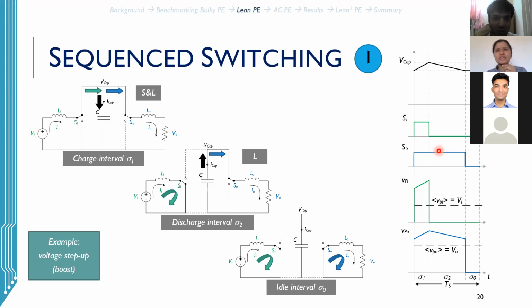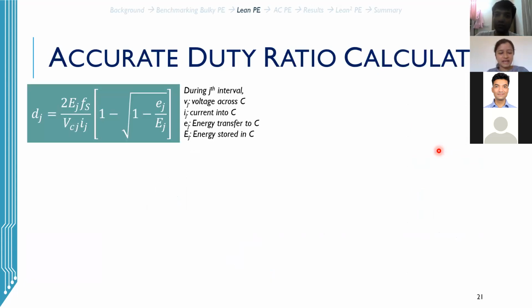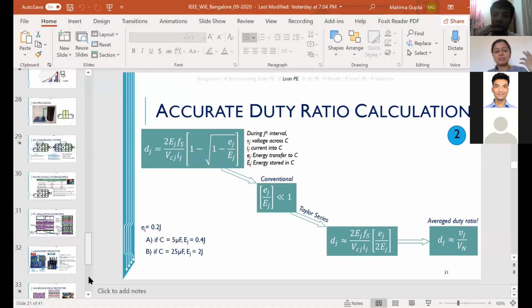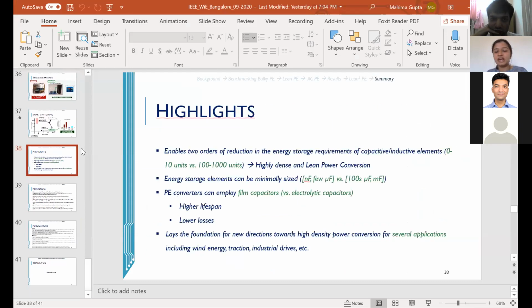I would say the same. Yes, I would say so. The only reason I highlighted electrolytic to film is that typical applications need, say, millifarads of capacitance, and we can't really use film capacitors. But I don't think the operation of this technique is a strong function of which capacitor technology we use.